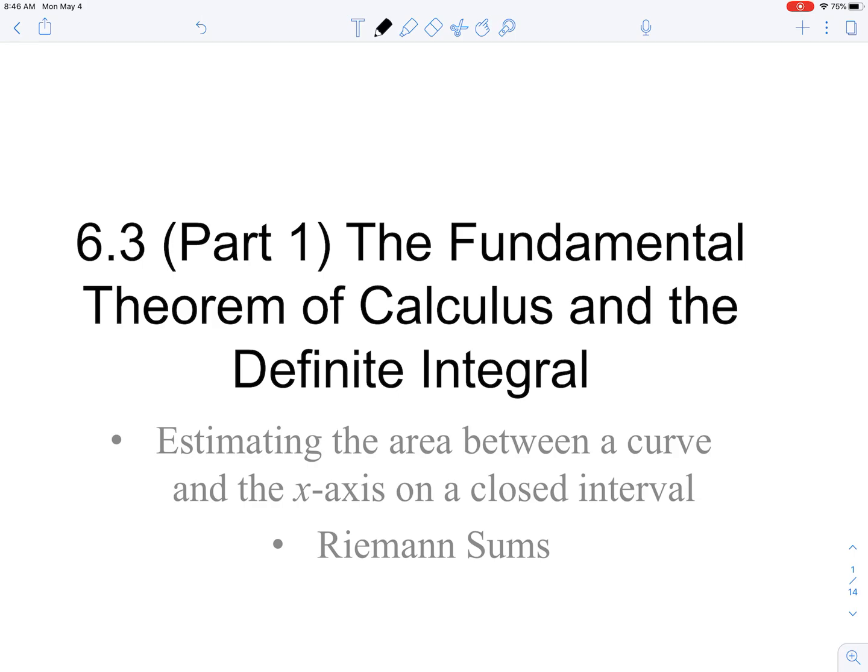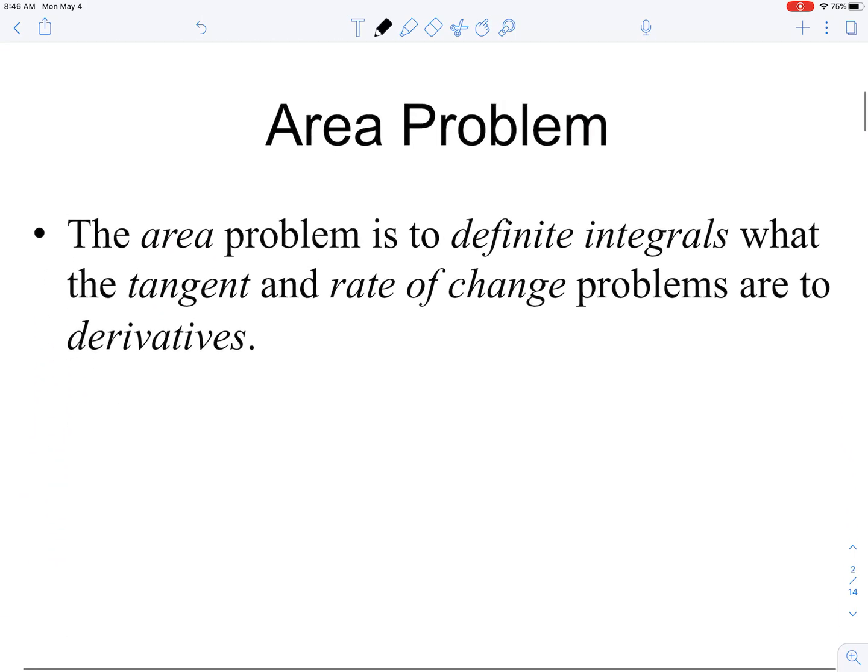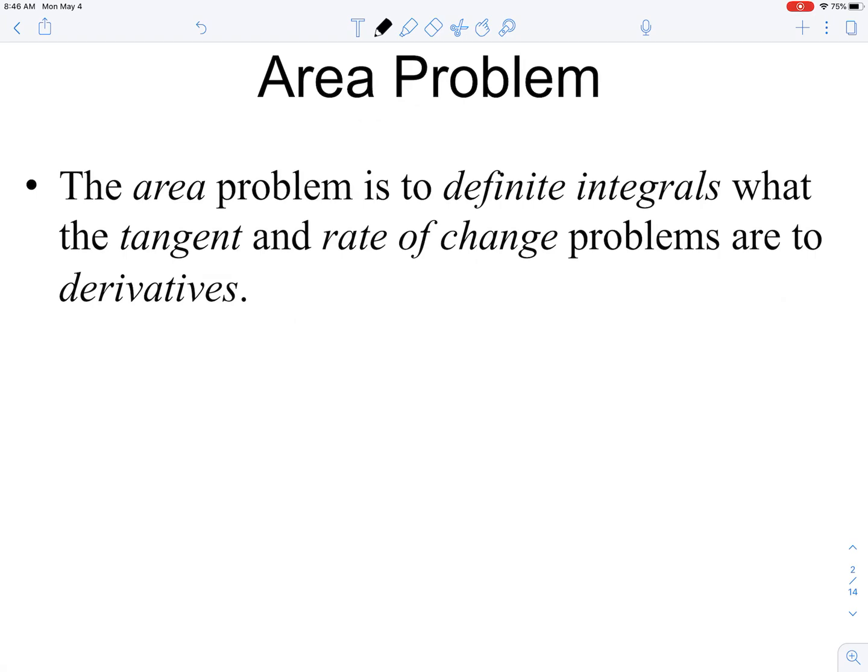In part 1 of section 6.3, we're going to look at estimating the area between a curve and the x-axis on a closed interval, and also defining what a Riemann sum is. Now, the area problem is to definite integrals what tangent and rate of change problems are to derivatives. So remember, when we were studying derivatives, we first figured out how to find a derivative and what a derivative is, and then we studied some applications.